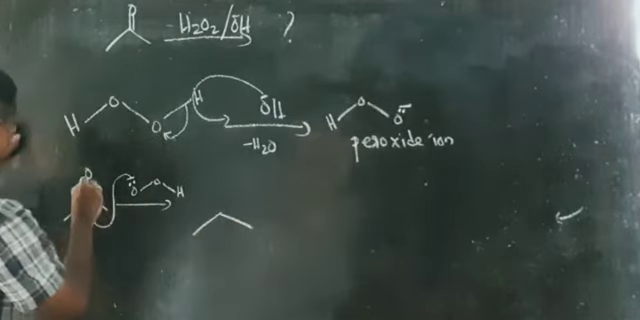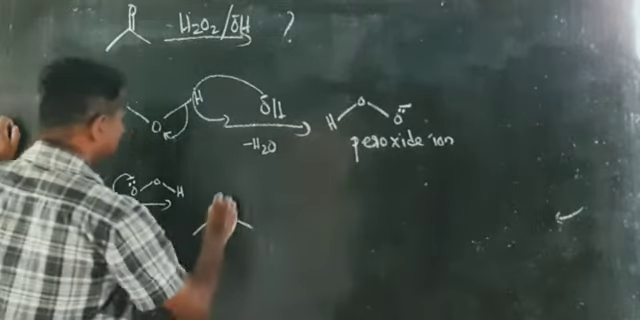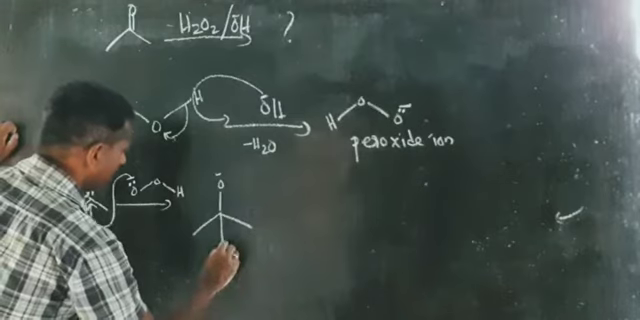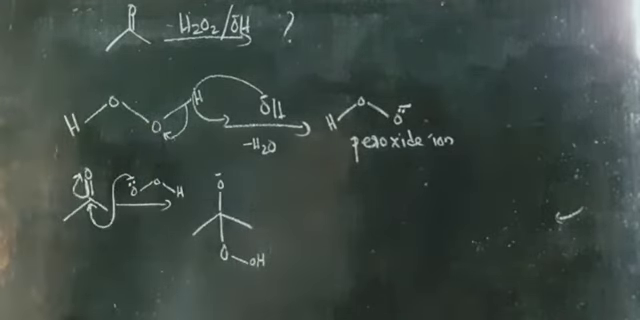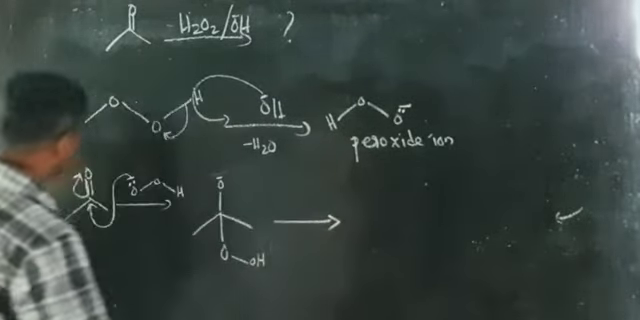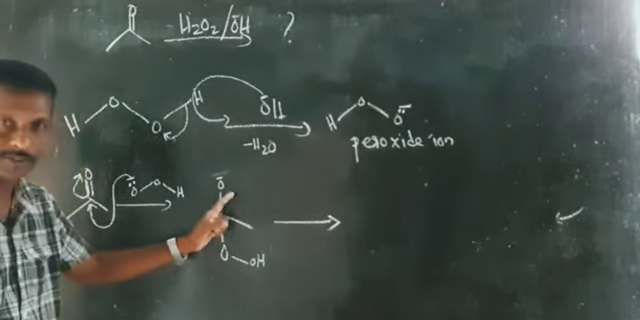Here it is, and simultaneously, what will happen to this bond is migrating to oxygen, and you get O minus, and here it is OH. Okay, this is the step, and you can see that in the next step, look at here, this lone pair, peroxide ion attacking on this carbon, the bond is migrated to oxygen, and you are getting a structure like this.